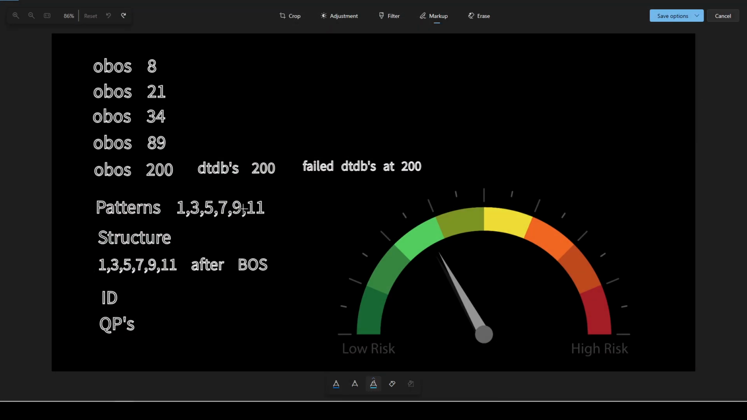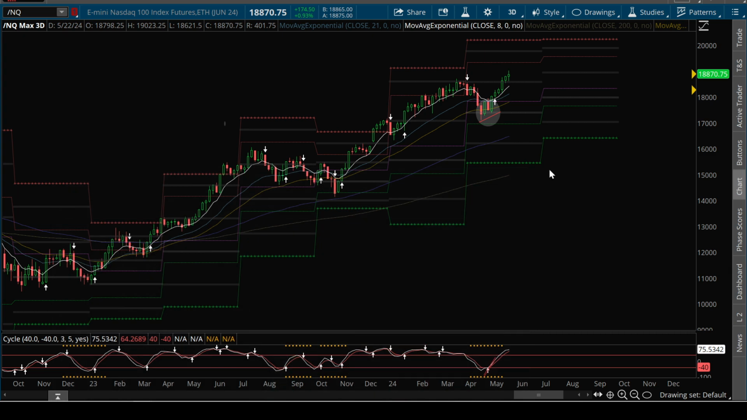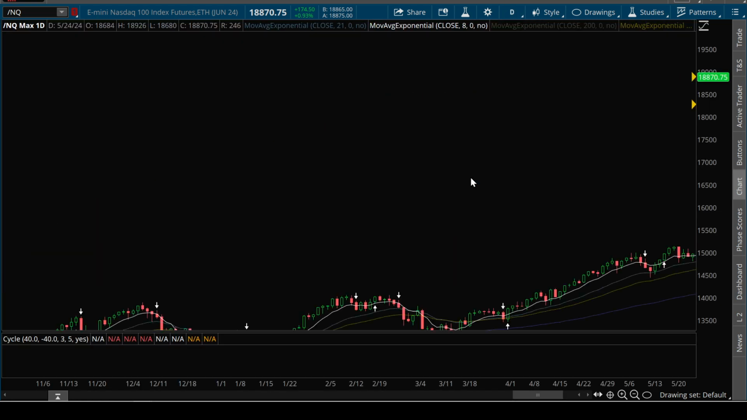1, 3, 5, 7, 9, 11 swing sequence, and also 1, 3, 5, 7, 9, 11 after break of structure. So we'll dive into some more. Is there anything to do right now? No. Back down to the daily chart.